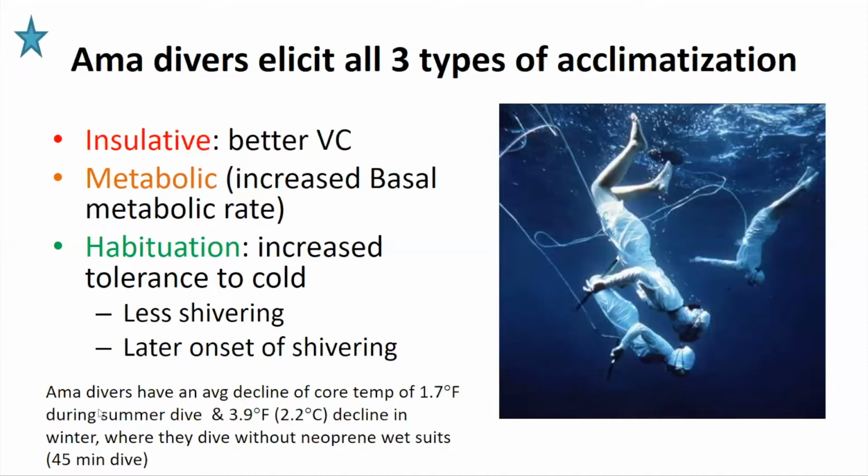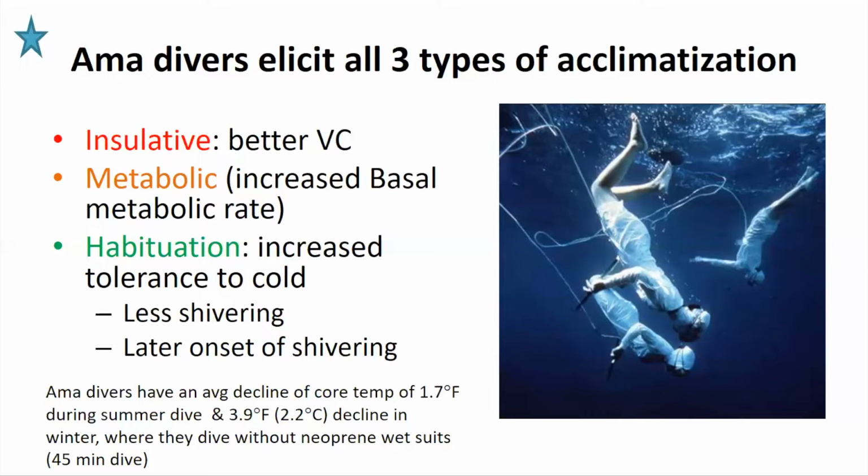So in a summer dive, their core temperature would drop 1.7 degrees Fahrenheit, and then in a winter dive, their core temp would drop almost 4 degrees Fahrenheit. And they are fine. This is their livelihood. So AMA divers actually elicit all three types. The insulative, meaning they vasoconstrict a lot better.